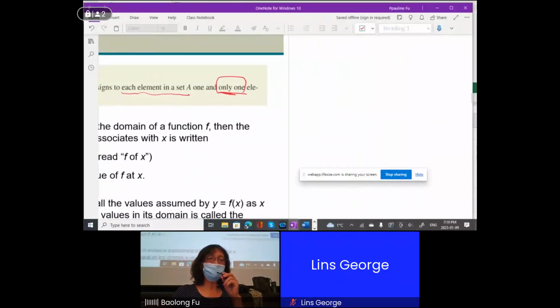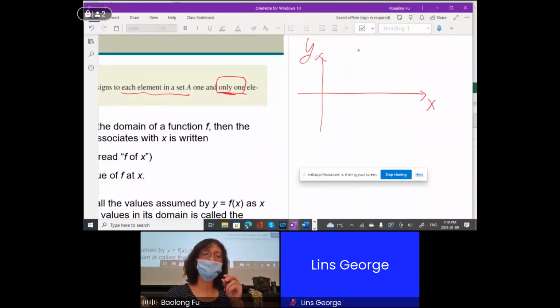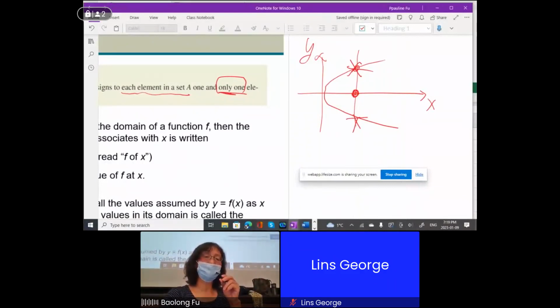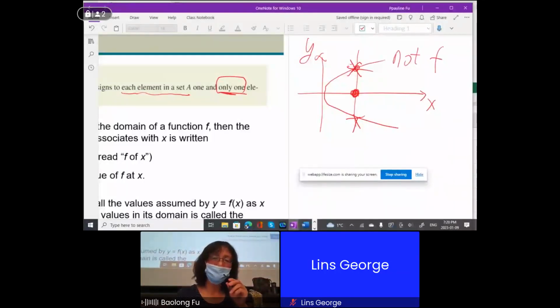And can you give me a picture? How come for one element in A, I can produce two elements in B? Okay, this is the picture. If I have this graph, I have 1 point in element A in X. Now I produce 2 points here. For one element, I produce 2 points in B. This is not a function, because for one element, I produce 2 points.